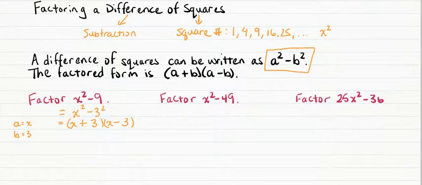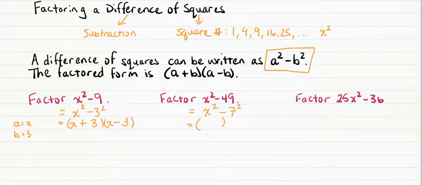Next one, let's factor x squared minus 49. So again, I notice that this is a difference of squares because I can write it as something squared minus something squared. In this case, x squared minus 7 squared. So here I have that a is going to be the value x and b is going to be the value 7.